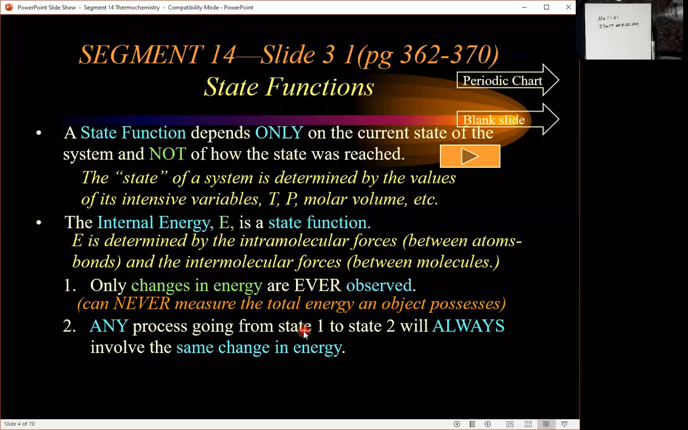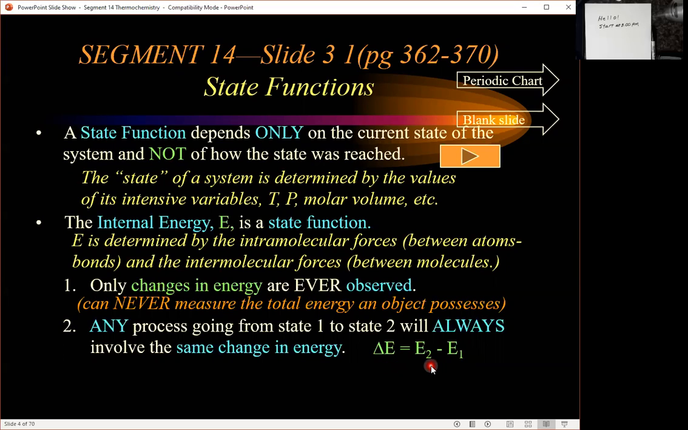So if it is a state function, though, and I go from state 1 to state 2, it will always involve the same change in internal energy, no matter how you do it. Remember the little box on a box cartoon we did a while ago? It didn't matter whether we went down the ramp or whether we went off the side. Internal energy was the same, potential energy in that case. So it doesn't matter how you get from state 1 to state 2. Internal energy is the difference between state 2 and state 1. The difference is what we measure.